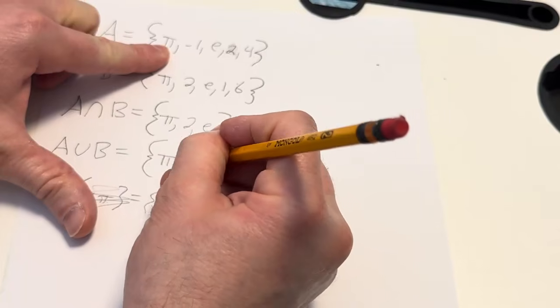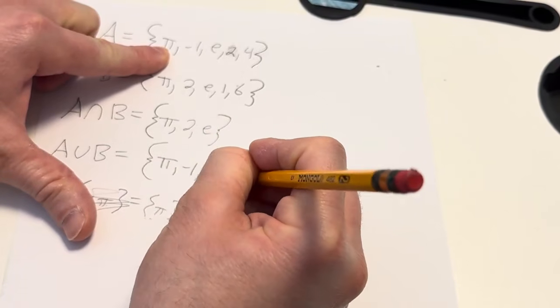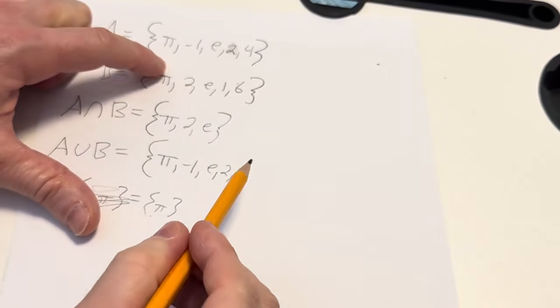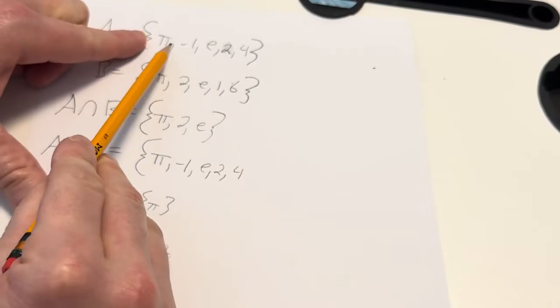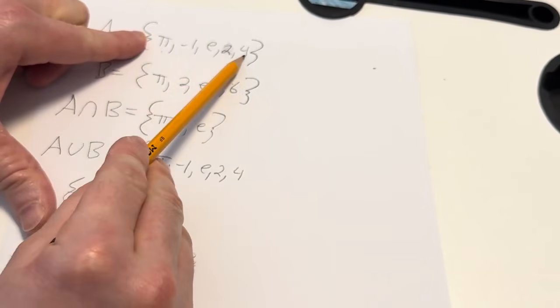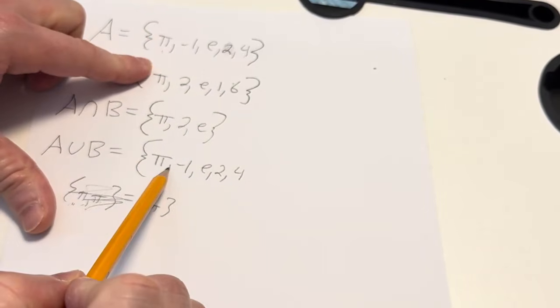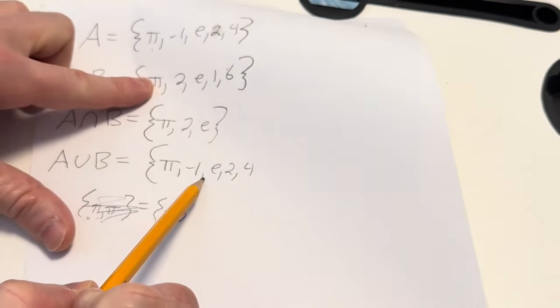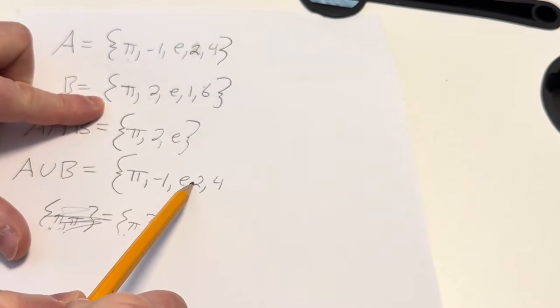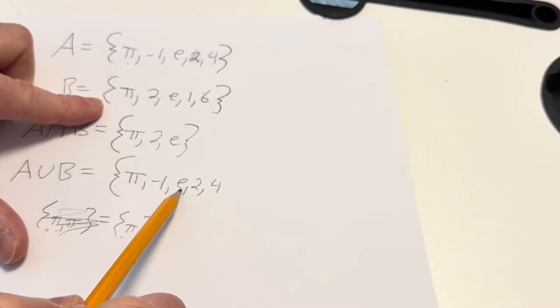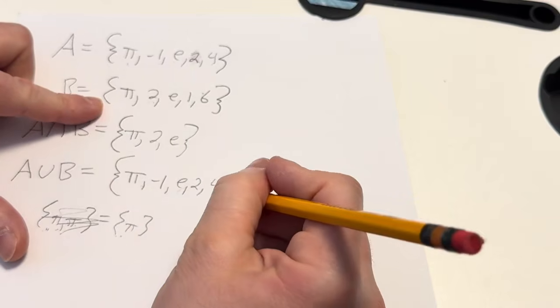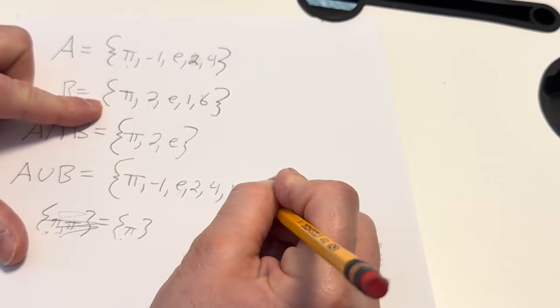Negative 1, e, 2, 4. Okay, so that's basically A. Pi, negative 1, e, 2, 4. Let's go to B. Pi, we already have it. You don't need to write it. 2, we already have it. You don't need to write it. E, we already have it. You don't need to write it. 1, we don't have that yet. And then 6, we don't have that yet.